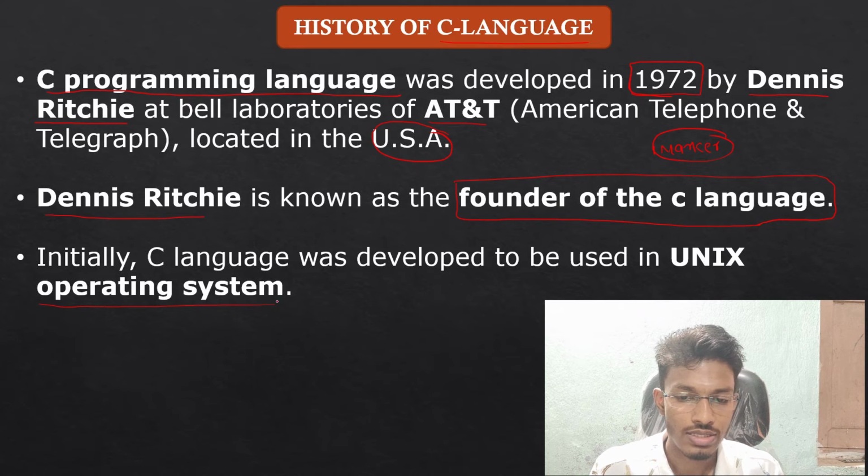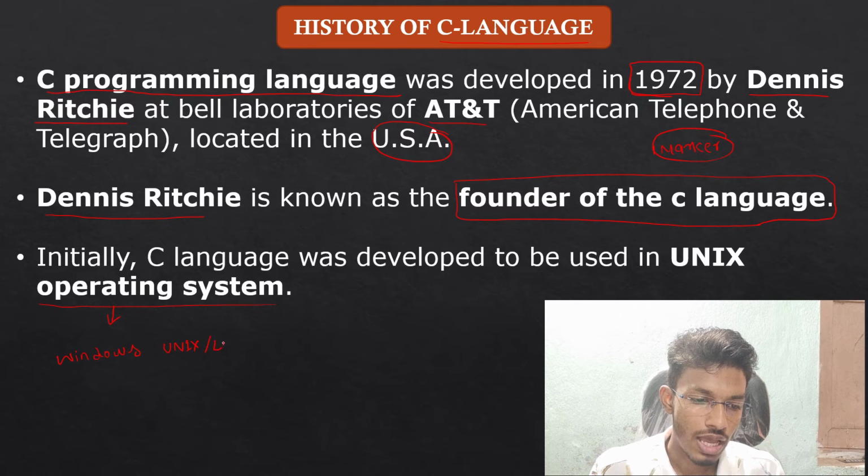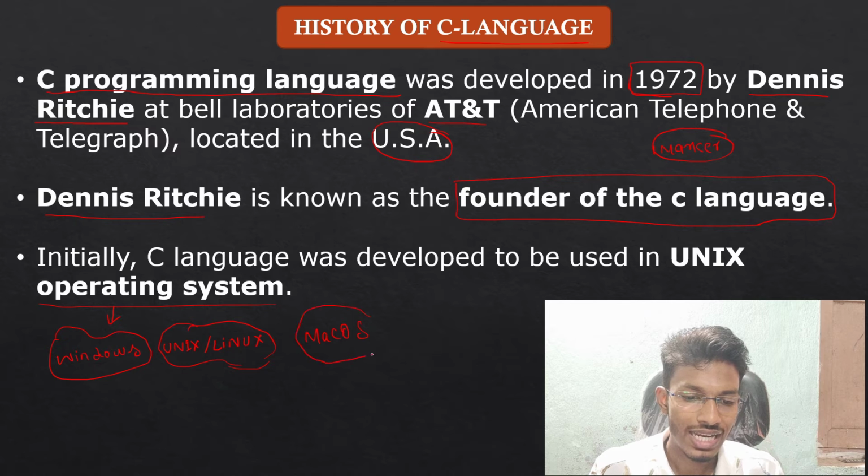Unix is an operating system. What is an operating system? Many people in India use Windows, many use Unix and Linux, and some use Mac OS. These are operating systems which sit on top of the hardware, so we cannot directly interact with the hardware.